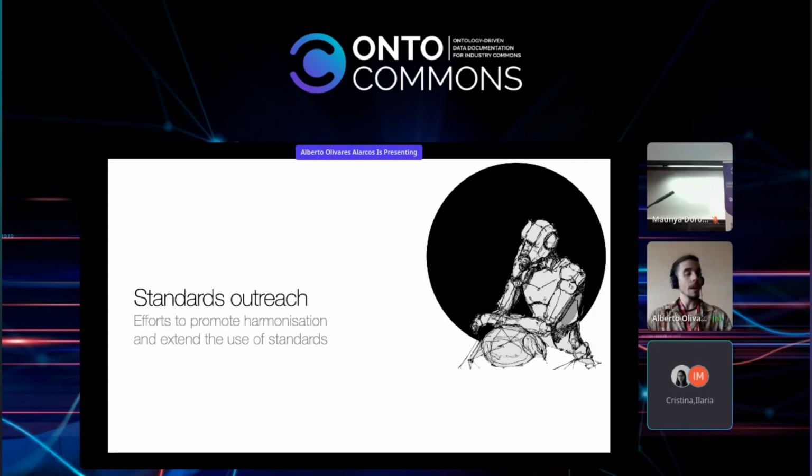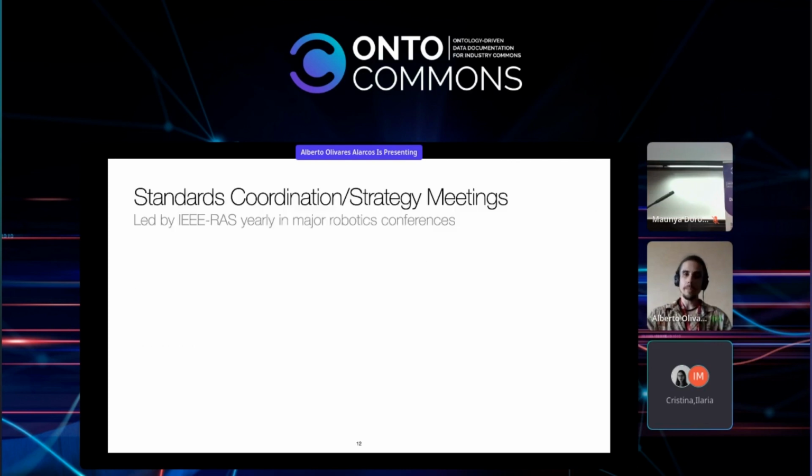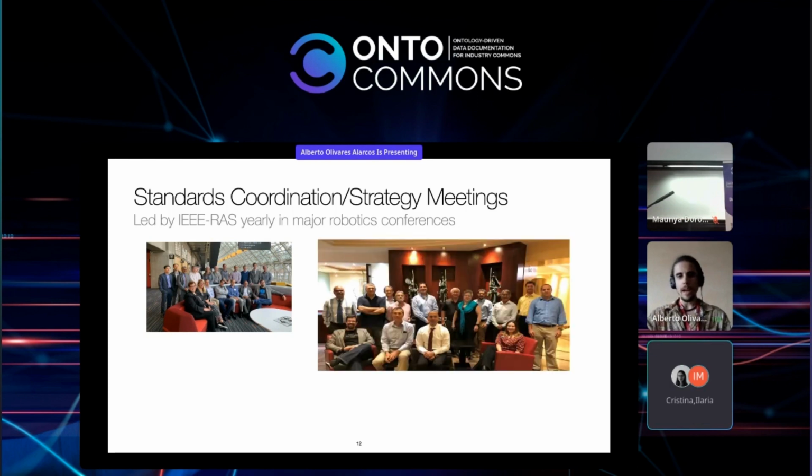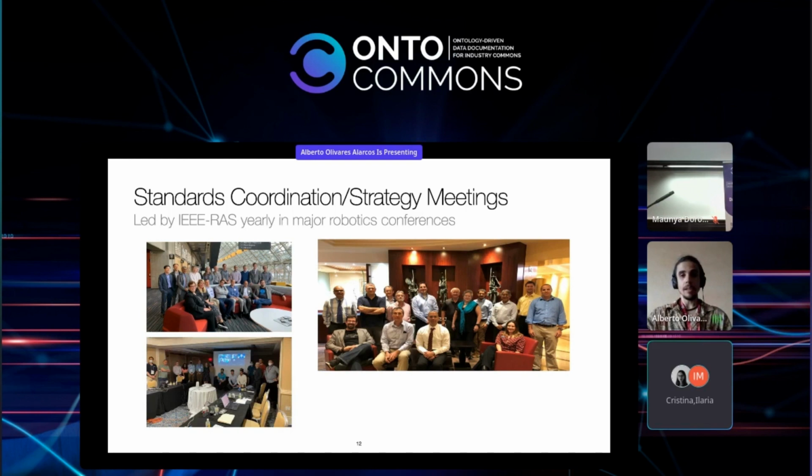But also we are doing some kind of efforts to promote harmonization and to try to extend the use of standards. And one example of them is there is a standards coordination or strategy meeting that is organized by Craig Schlenoff from NIST, from USA. And the idea is to every year put together people in a room from different standardization organizations like IEEE, ISO, and so on, and see how the different works can be harmonized. So every year they meet, usually together with one of the major conferences in robotics, either IROS or ICRA. And this year I attended the one in ICRA in London.